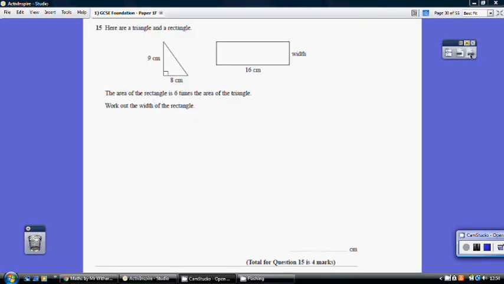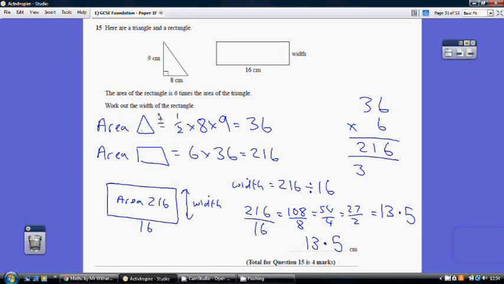Question 15. So we're told the area of the rectangle is 6 times the area of the triangle. Okay, so let's start off by working out the area of the triangle. Area of a triangle is half times base times height. So half times 8 times 9, which is 36. Half of 8 is 4, 4 9s are 36.